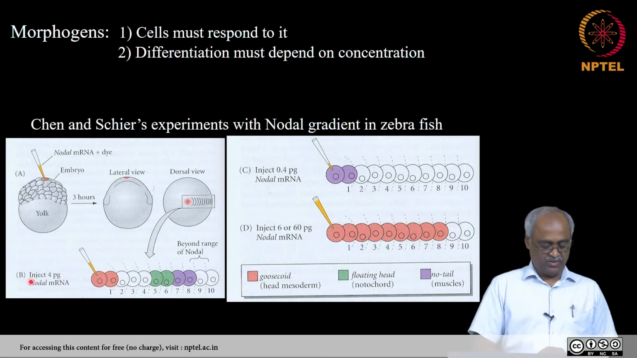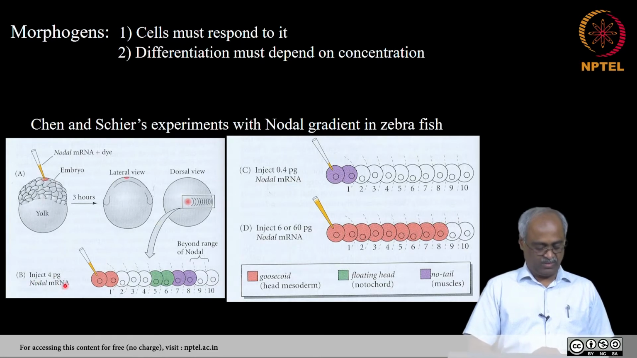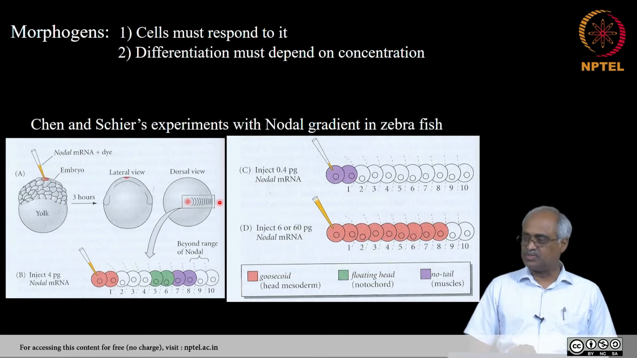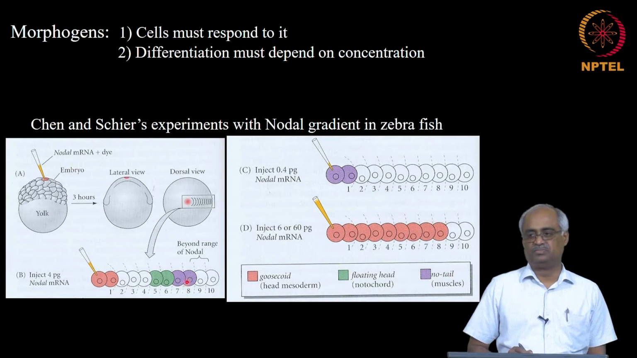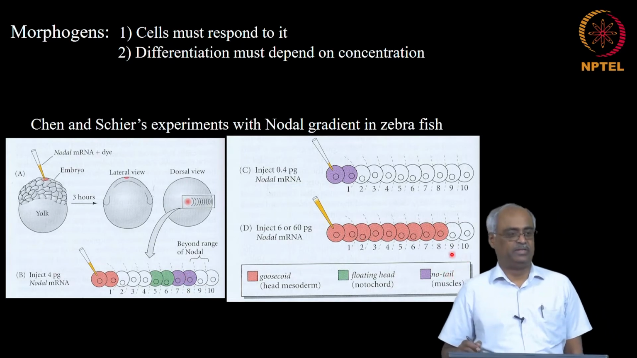Okay. So, now you inject about 4 picogram nodal mRNA into this cell, and the nodal protein produced diffuses across, and when it reaches a certain gradient, it is going to induce a certain downstream target like floating head, okay, that is going to be induced, and that is going to become the notochord. And then adjacent cells to the right, they get much less nodal protein, and they are going to start expressing no tail, and they are going to become the muscles. Okay, no tail is the name of a protein there.